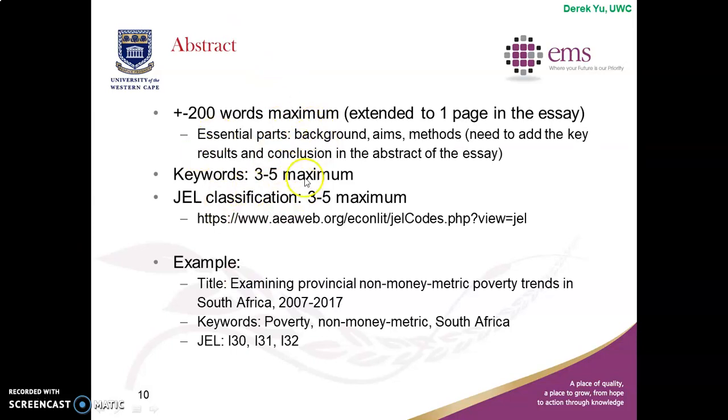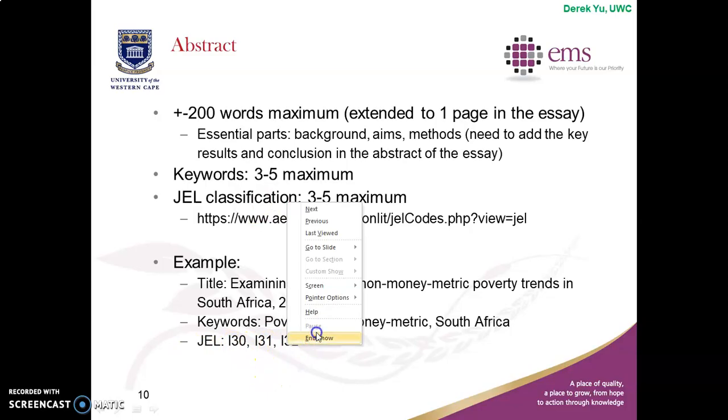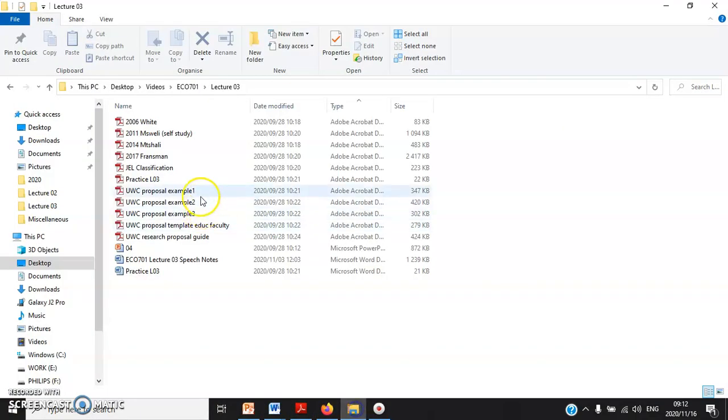When it comes to the abstract, at the bottom of the abstract, you have to provide some keywords. If I go back to my example, the keywords would be poverty, non-money metric, South Africa. You can even add province. Remember from the previous slide, you want to look at non-money metric poverty by province. JEL classification, you can provide the codes actually. So when you have time, you can go through this document, JEL classification.